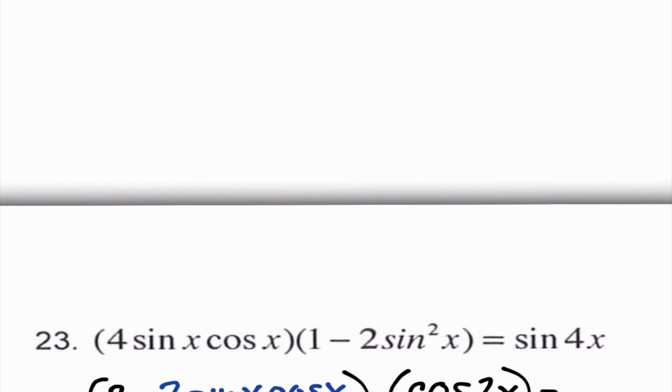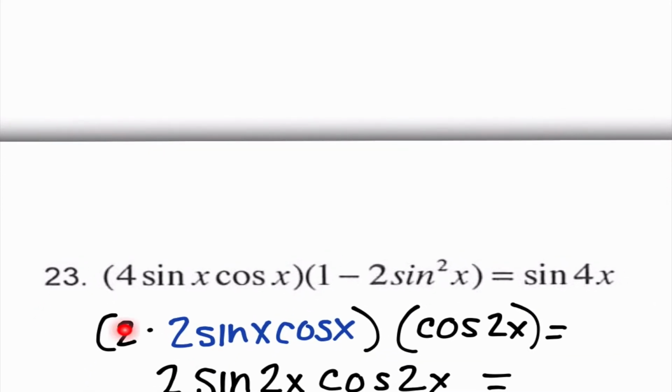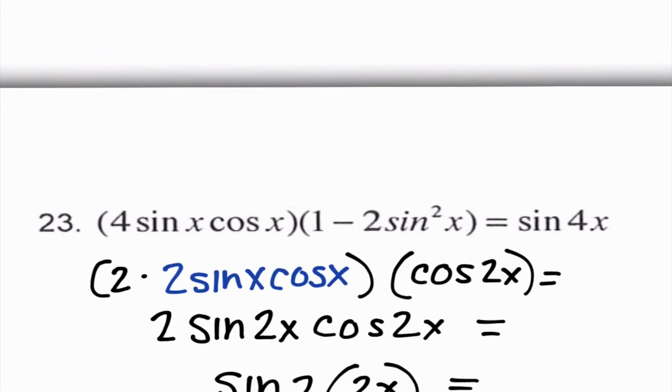Okay, number 23, a little bit more work. I did two things in the first step. Obviously, this left side looks more complicated, so I worked with this parenthesis, and I noticed that it was 2 times 2 sine cosine. And the reason why this was significant to me is because 2 sine cosine is one of our double angle formulas. 1 minus 2 sine squared is a cosine double angle formula. So I went ahead and made this 2, that's where the 2 comes from. 2 sine cosine becomes sine 2x, cosine 2x.